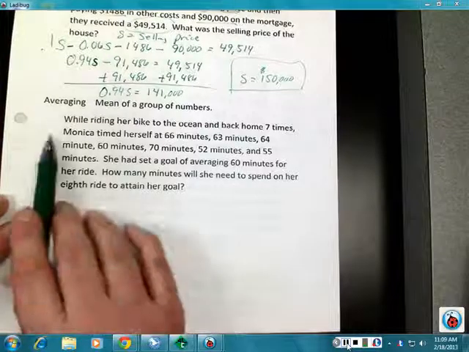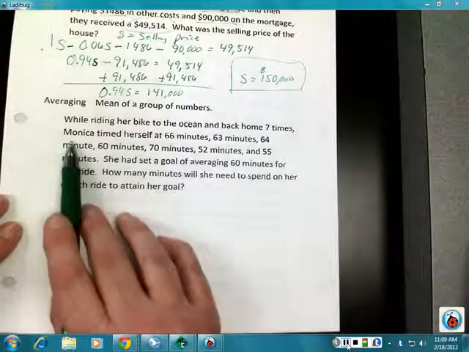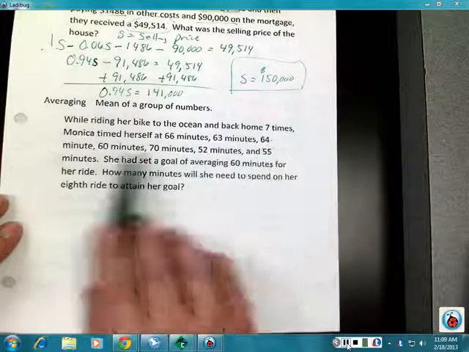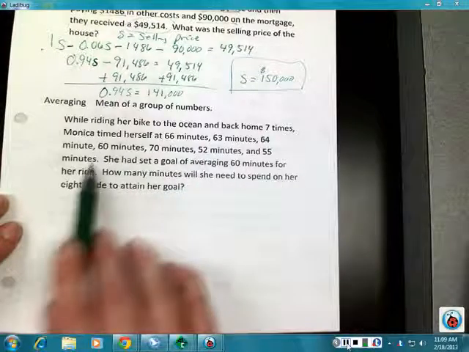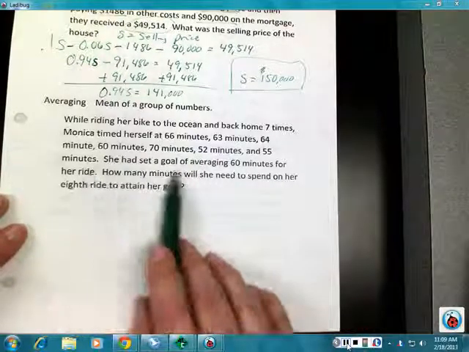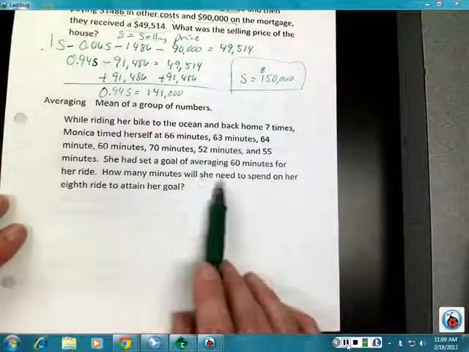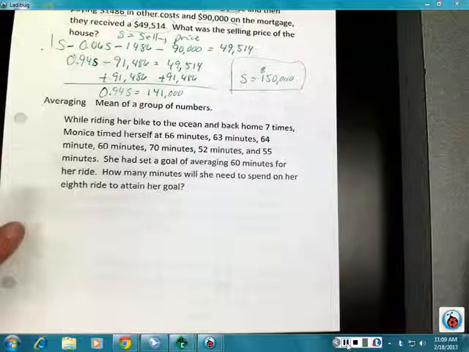It says, while riding her bike to the ocean and back home 7 times, Monica timed herself at 66 minutes, 63, 64, 60, 70, 52, and 55 minutes. She had set a goal of averaging 60 minutes for her ride. How many minutes will she need to spend on her 8th ride to obtain her goal?